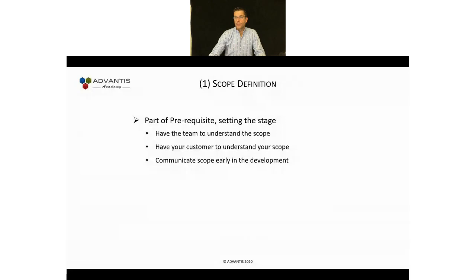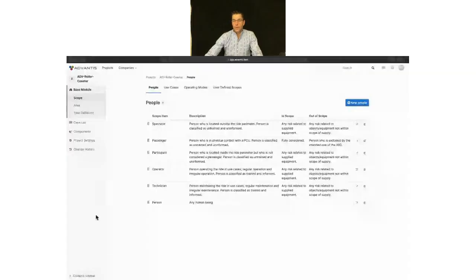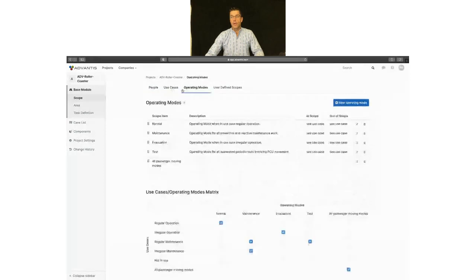Let me open up the scope and let's switch screens. Okay, so we are now inside Advantis. We have here our so-called base module scope, and under scope, we have certain things predefined, such as people, use cases, and operating modes.